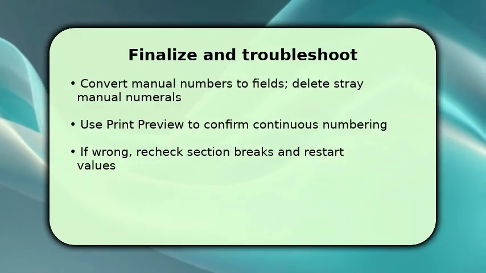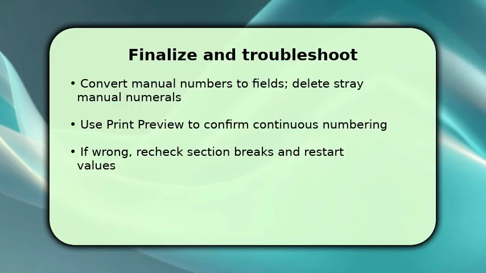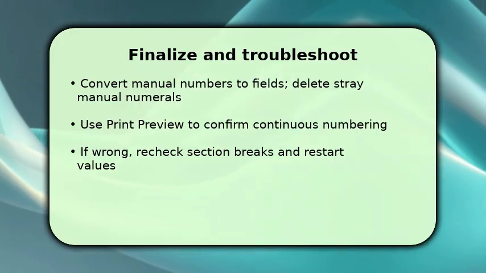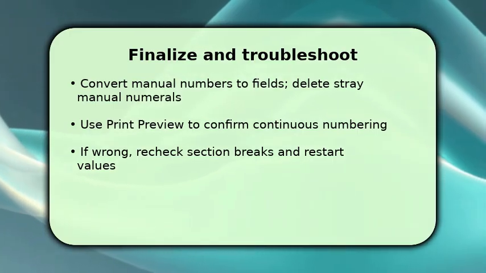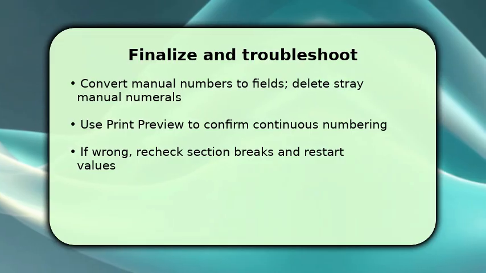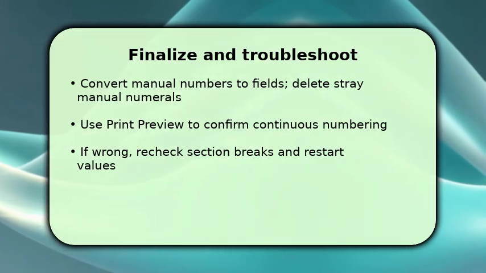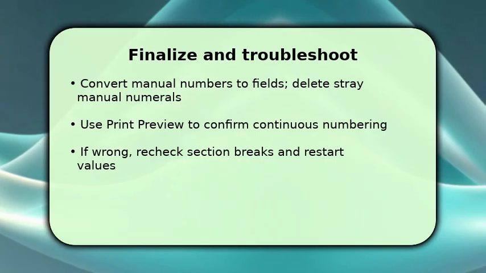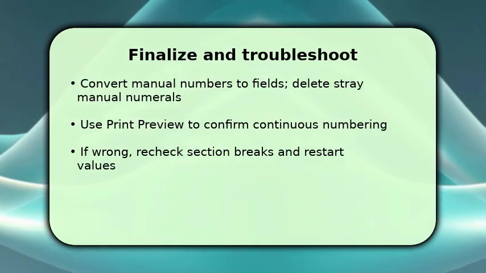If numbers still misalign, reopen headers/footers, reveal field codes, and re-examine each section break's start at value. Often a single section set to start at 1 causes the issue. If needed, remove and reinsert the page number field to force a fresh refresh.